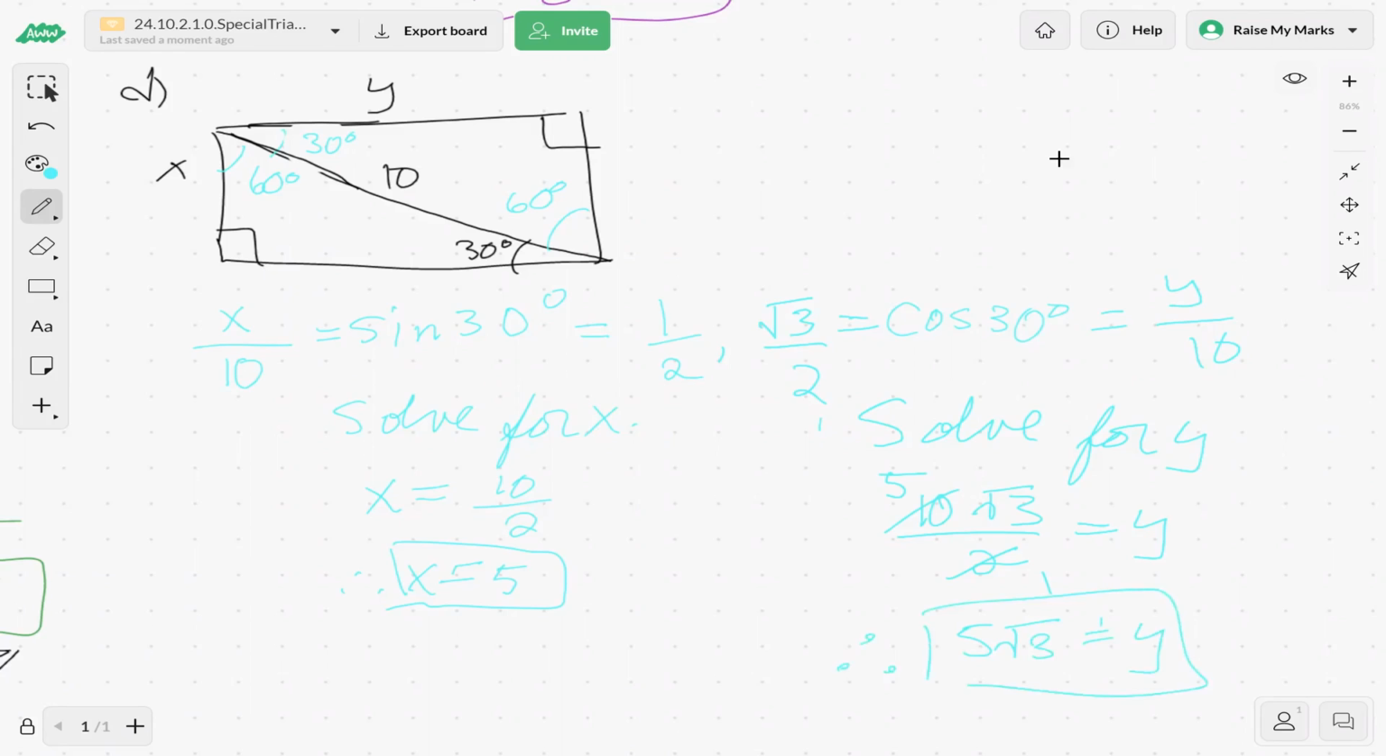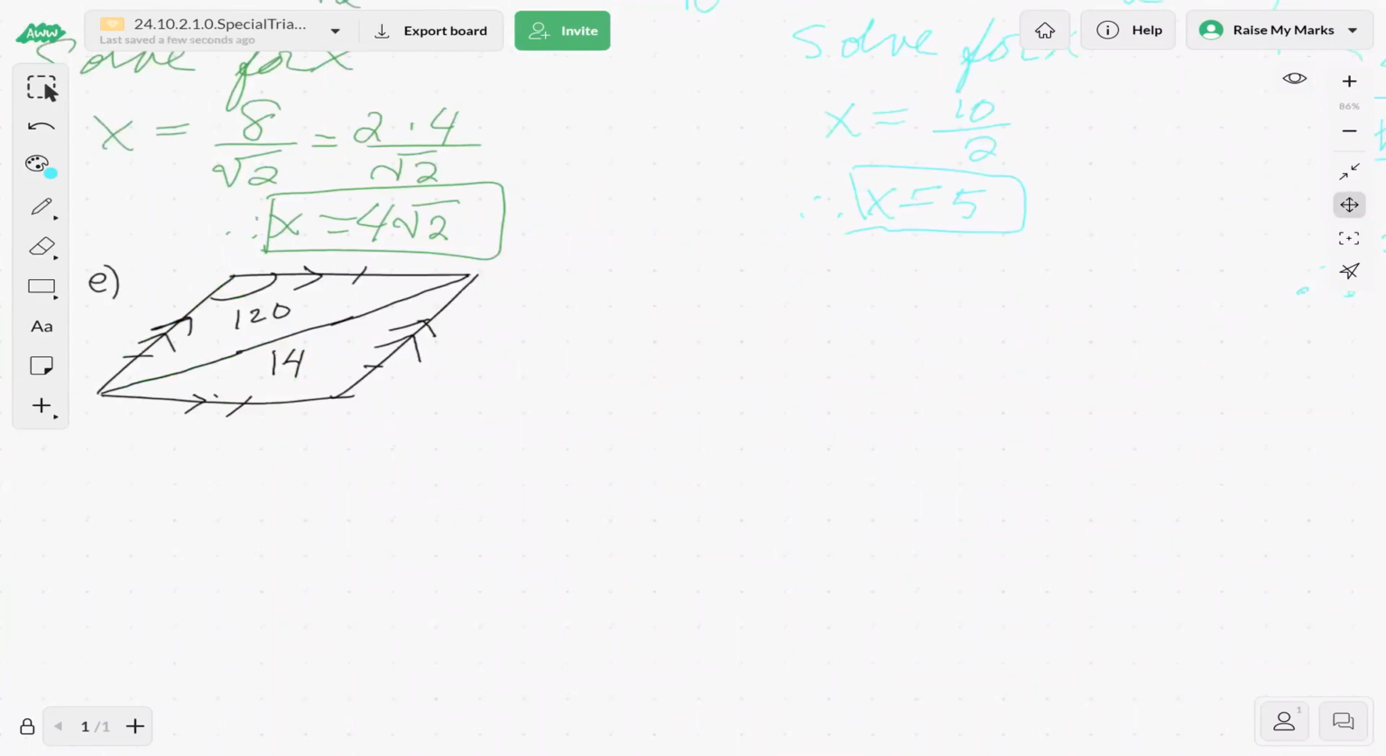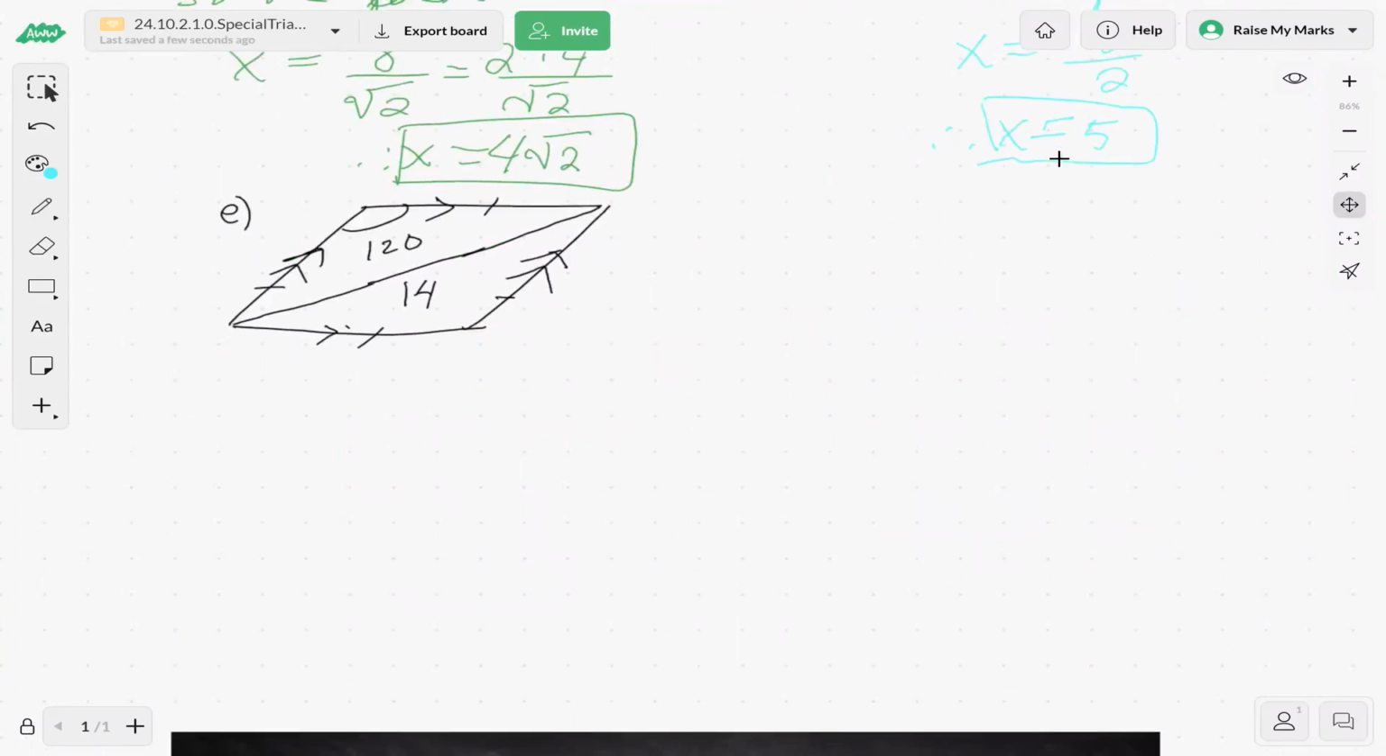Good. Excellent. So again, we've just used our special triangles and those special corresponding angles.